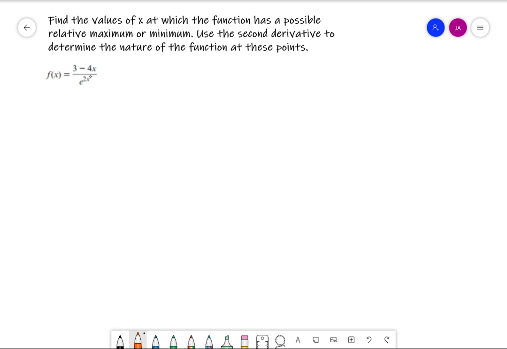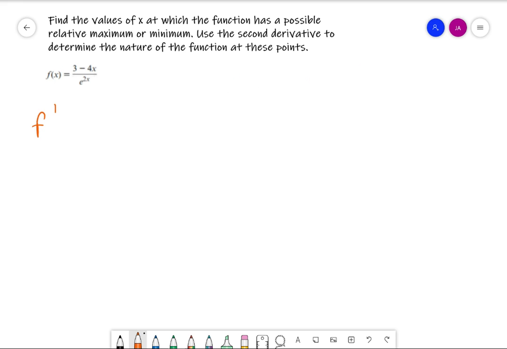Now, remember that this is a quotient rule, but if you would rather, you could rewrite this as a product rule. That would be 3 minus 4x times e to the 2x raised to the negative first power. And so you could, if you so desired, work with this instead and use the product rule if you would prefer. But I'm going to use the quotient rule since that's how it started. So since that's the case, I don't need any of this.